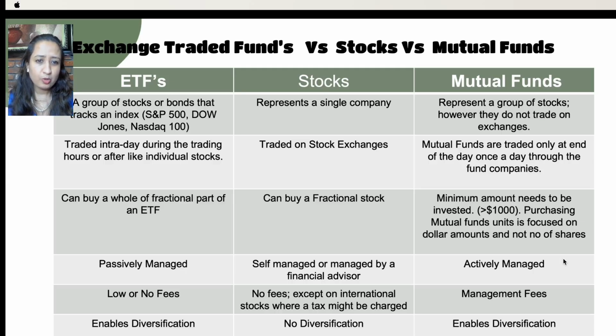You can buy a whole or a fractional part of an ETF just like a stock. Whereas even in a mutual fund it can be done, but a mutual fund is traded in dollars and not a number of shares. So many of the mutual funds have a minimum dollar investment of $1,000 or $3,000 as a required minimum. ETFs and stocks are passively managed. Stocks may be actively managed if you're going through a financial advisor, similarly with the ETF, but a mutual fund is always actively managed by a fund manager.